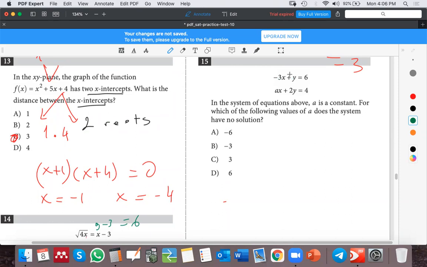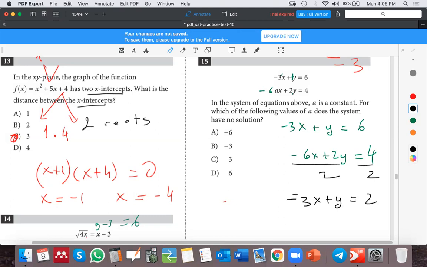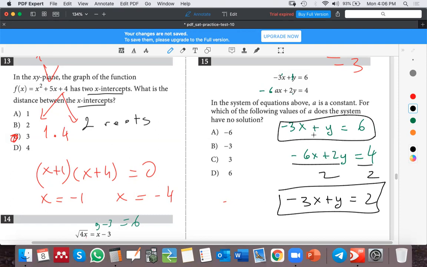Okay, we can even say, okay, guys, let me tell you. When this is 1, this is 2. When this is -3, if this is -6, look at now. -3x plus y is equal to 6. -6x plus 2y is equal to 4. So when I simplify this by 2, it will be -3x plus y is equal to 2. Be careful now. This is 2, this is 6. Isn't it a contradiction? It is wrong. That means empty set. When this is possible, if a is -6, it is finished.